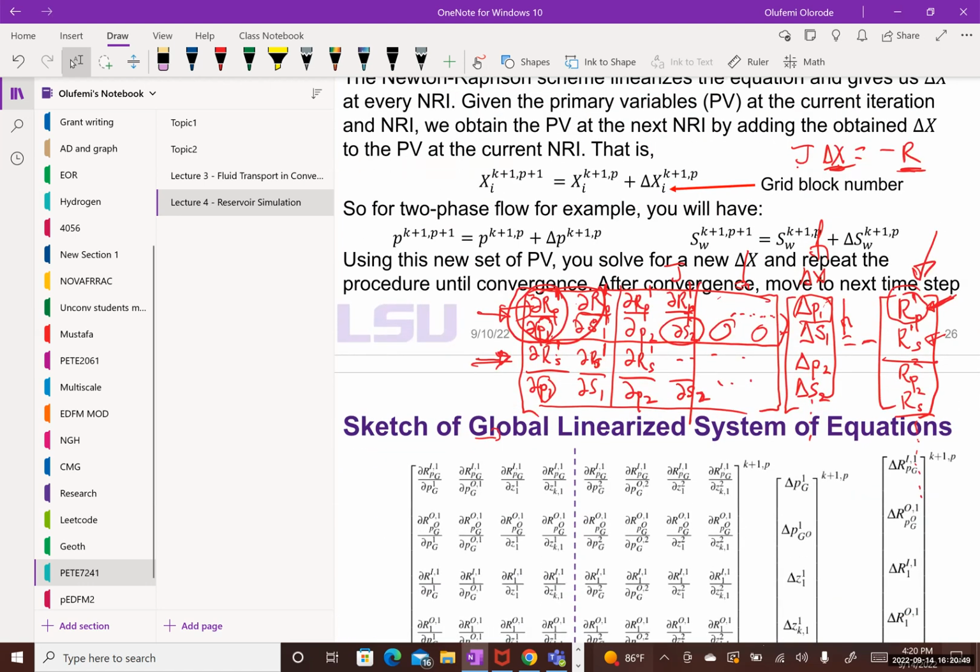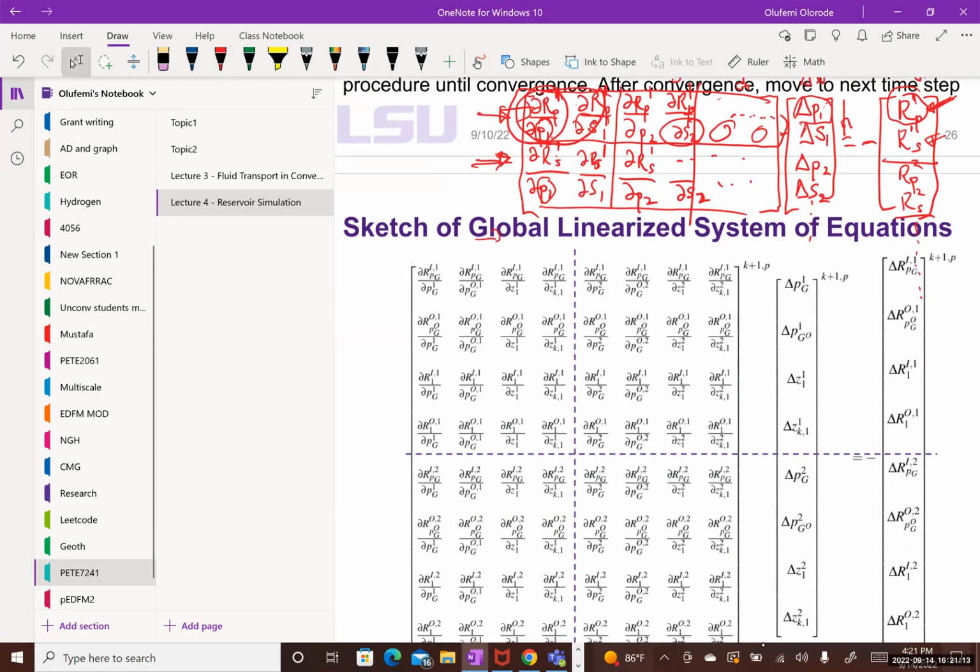MRST. But just to finish up this, after getting delta X, you already know what you're going to do with it. I talked about that. Update it, right? Update your X. This is your current iteration, previous Newtonian iteration. Same with pressure, saturation. And that's all on that slide. And then repeat.